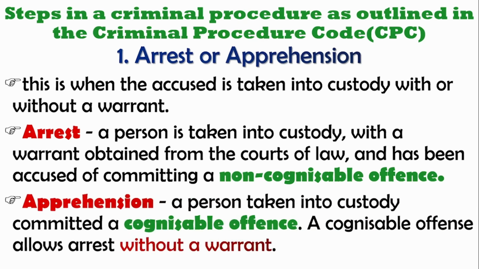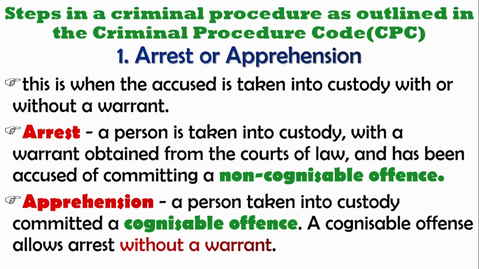Apprehension, on the other hand, just simply means a person is taken into custody after they have committed a cognizable offense. We can define a cognizable offense as an offense that can easily be seen as a crime. With this offense, there is no warrant that is required for a person to be apprehended. Now, some examples that we can give of a cognizable offense are murder, rape, theft, kidnapping. Some of the examples that we can give for non-cognizable offenses are forgery, cheating, assault, maybe defamation.